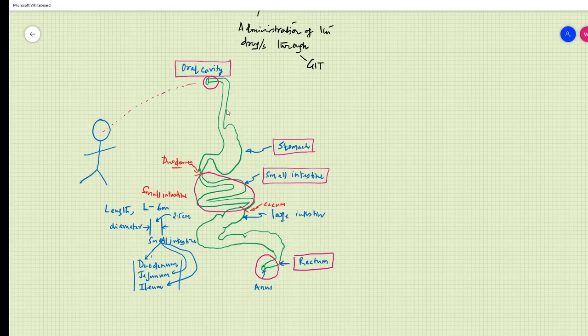So when we say oral dosage form, based on what we have just discussed, we intend to talk about the oral, sublingual, and the buccal route. These are the subdivisions of the oral route of drug administration, and then we have the rectal route. These are all routes.